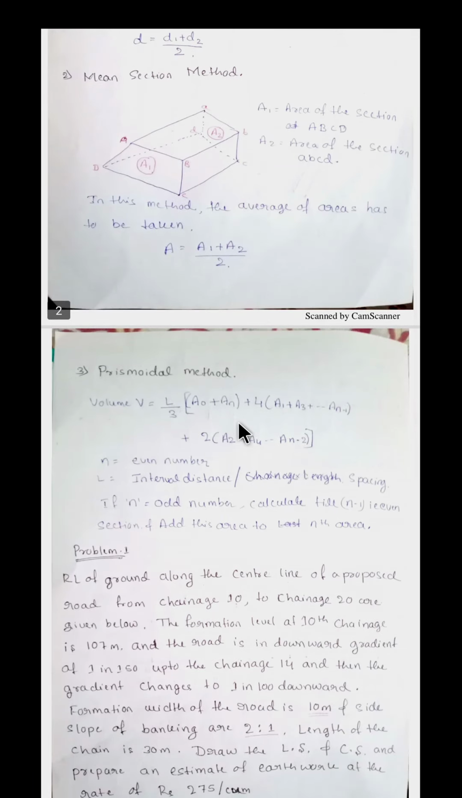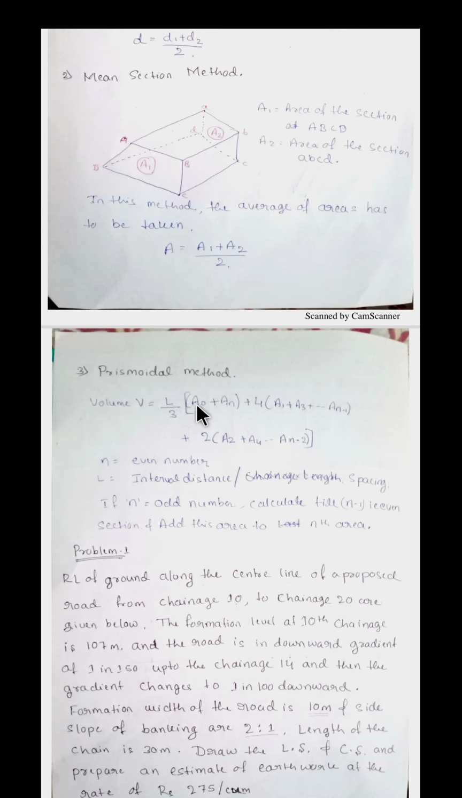The third one is the prismoidal method. In the prismoidal method, the formula is directly given: L by 3 times A0 plus AN plus 4 times the odd-numbered areas A1, A3 up to AN minus 1, plus 2 times the even-numbered areas A2, A4 up to AN minus 2. Here L is the spacing or interval distance, that is, the distance from one chainage to the next.